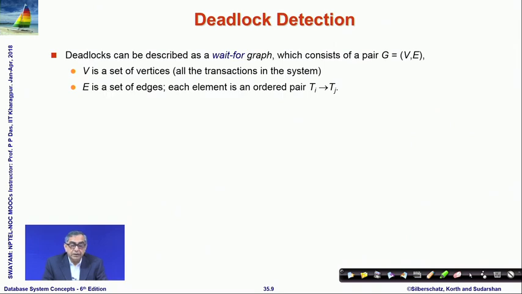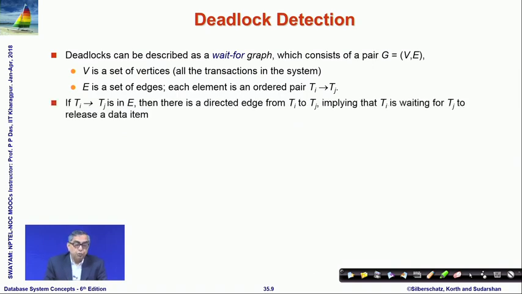So, for doing this, we again create a graph, which is the wait-for graph, very similar to the precedence graph we saw earlier, in which the nodes are the transactions and the edges are ordered pairs of transactions. So, when you put an edge from Ti to Tj, it means Ti is waiting for Tj.